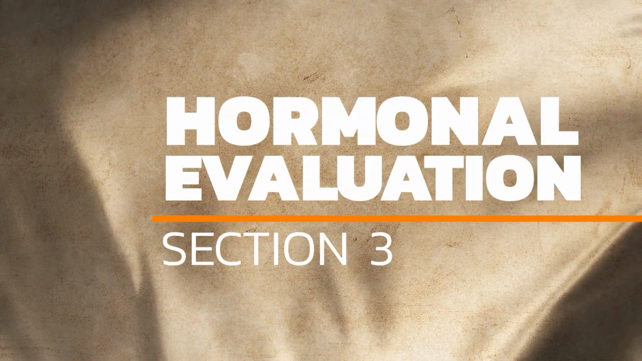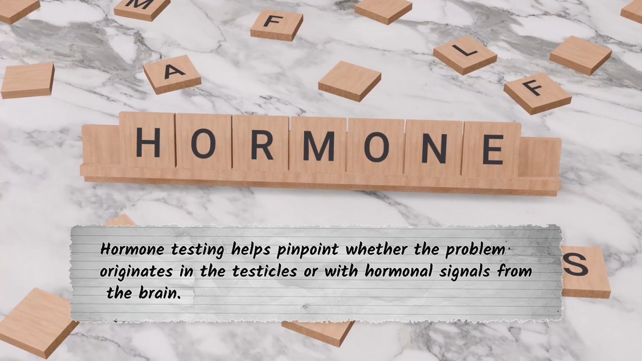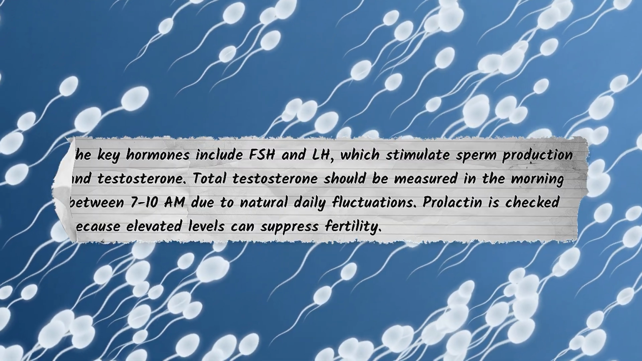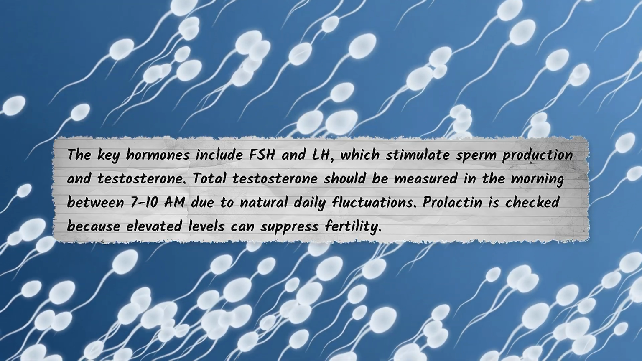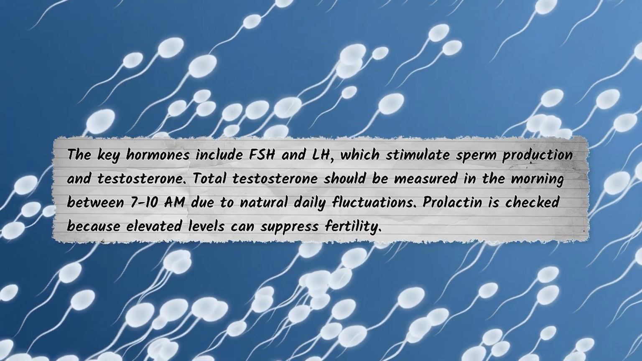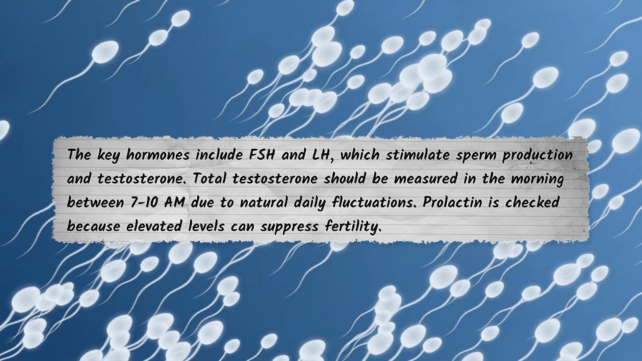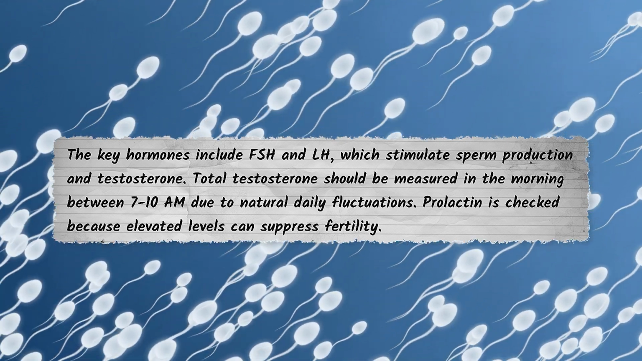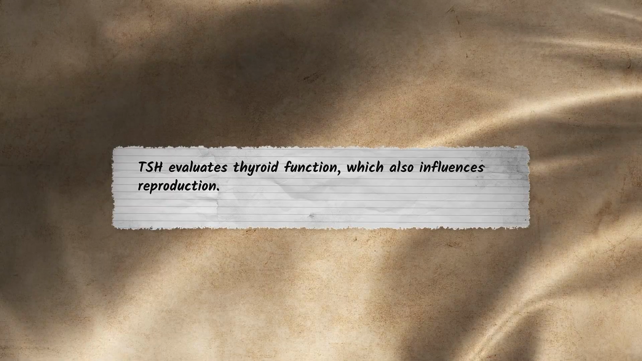Hormonal evaluation. Hormone testing helps pinpoint whether the problem originates in the testicles or with hormonal signals from the brain. The key hormones include FSH and LH, which stimulate sperm production, and testosterone. Total testosterone should be measured in the morning between 7 and 10 a.m. due to natural daily fluctuations. Prolactin is checked because elevated levels can suppress fertility. TSH evaluates thyroid function, which also influences reproduction.